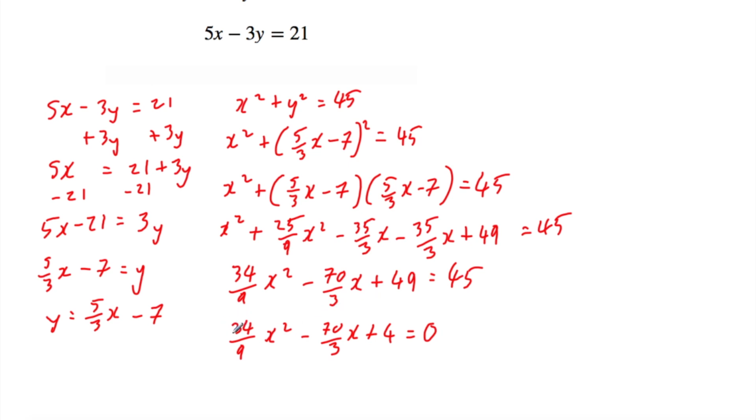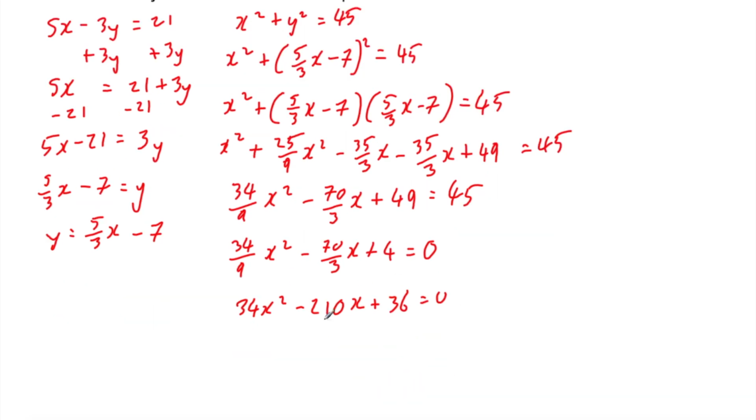You could do 34 over 9 times 9, and you're going to get 34, so it's 34x squared. Now we're going to do a minus 70 over 3 times 9, that's minus 210x. And if we do 4 times 9, that's plus 36, and that is equal to 0. Just before we use the quadratic formula and call this A, B, and C, I've noticed that all the numbers are even, so we can divide everything by 2. So we get 17x squared minus 105x plus 18 is equal to 0.